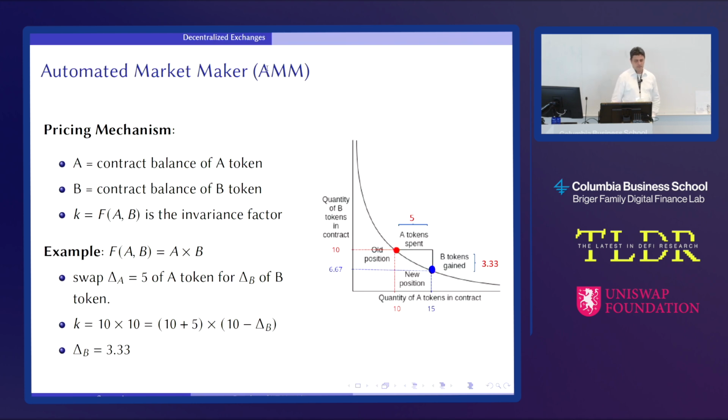So if the inventory of the pool consists of 10 token A and 10 token B, and the amount that is swapped is 5 token A for some token B, you deposit token A and you get out token B, and the relation is basically determined by this pricing curve. So if you add 5 tokens to the pool, then you extract an amount of token B which is 3.33 in this example, which means that you have to land on this blue point of the curve.